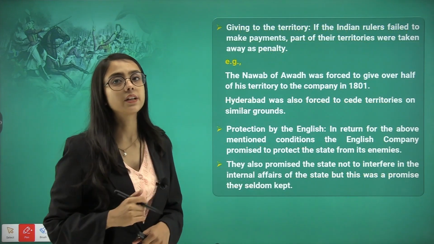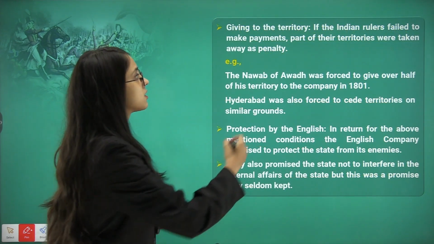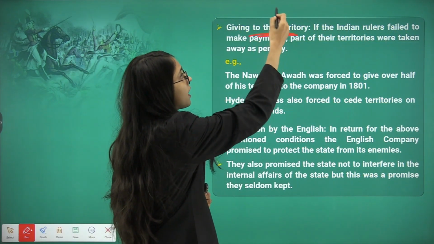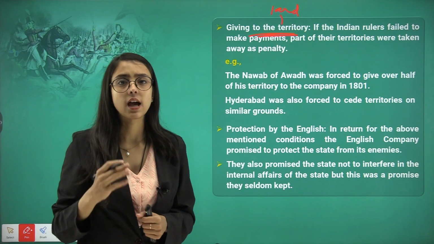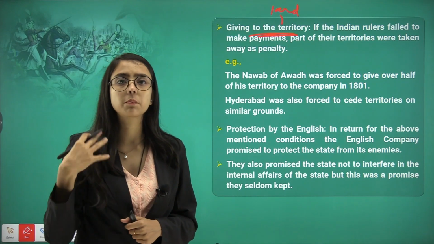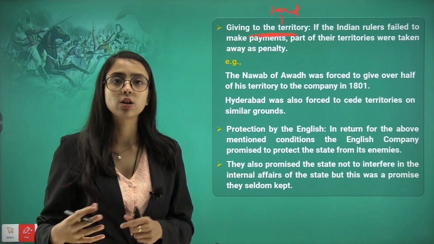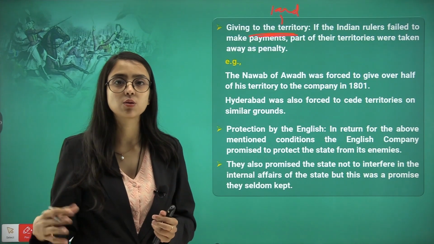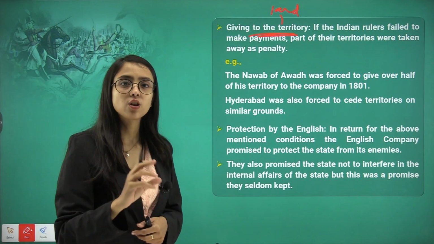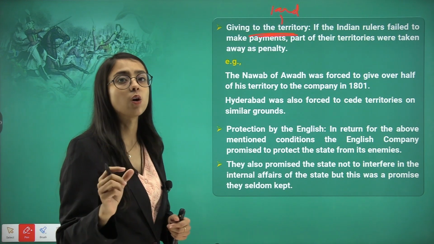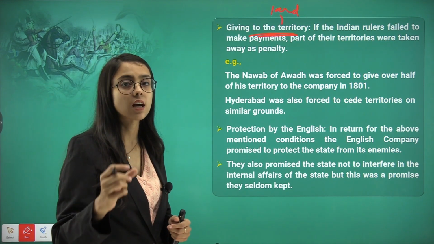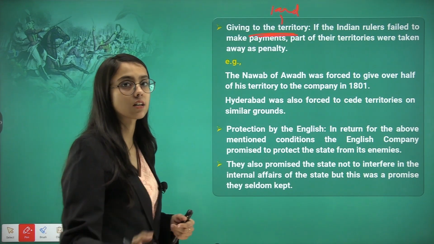Now, giving of territory. The next important point to note here is that territory, the land, was given. As soon as the Indian rulers failed to make payments or collect revenue and transfer that revenue to the East India Company, a part of their territory was taken away as penalty. This is how the Britishers started to conquer land and settlements as well.